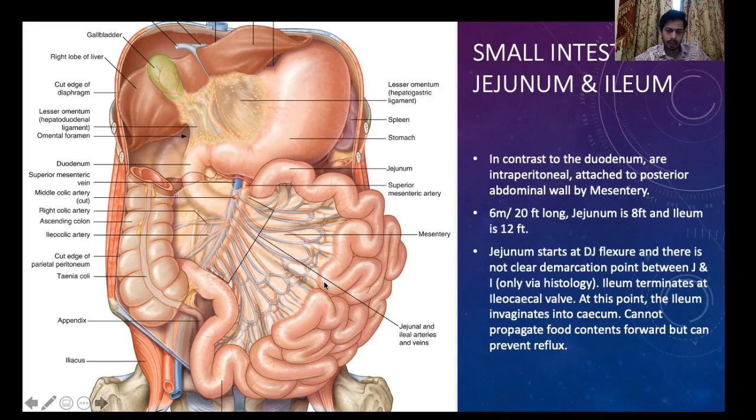The content of the food or liquid at this point can't be propelled backward, because the valve prevents reflux back into the small intestine. So the whole idea of all of these valves and sphincters is to keep all the food going and to progress it all the way along the entire tract rather than letting some of it go back, because that's when issues start.